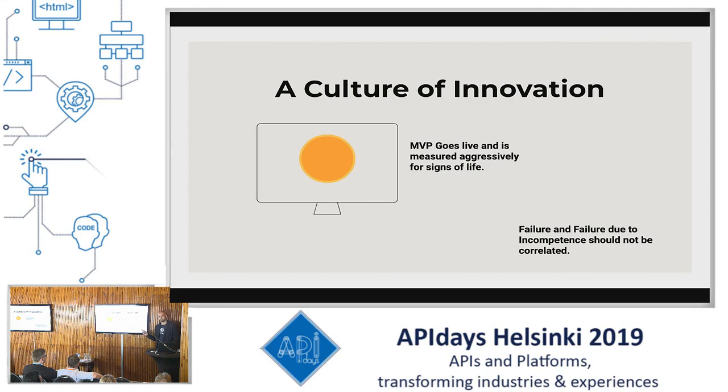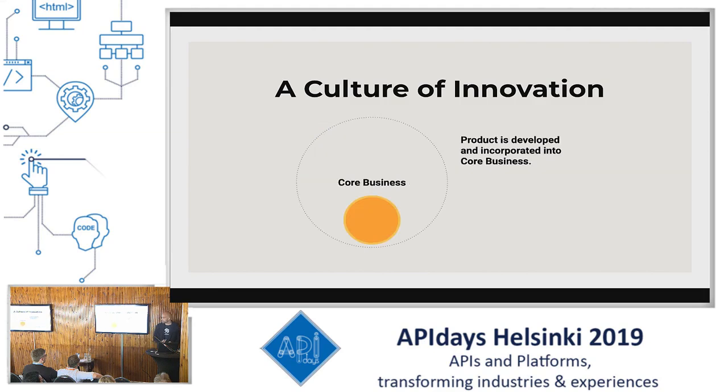I was in a lot of processes where an app actually didn't make it, and that was just because it was executed badly. The idea was good, but the app actually wasn't. And so these two need to be very clearly defined about what is actually the fault for a failure. So then the third step for a culture of innovation is that the product or the idea gets developed into the core business. And in the perfect world, then that cycle proves successful.